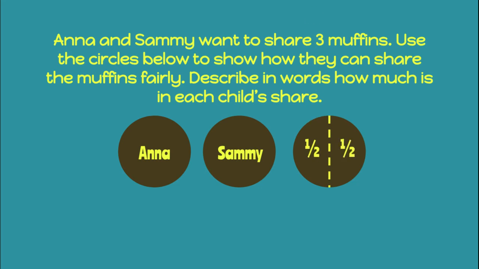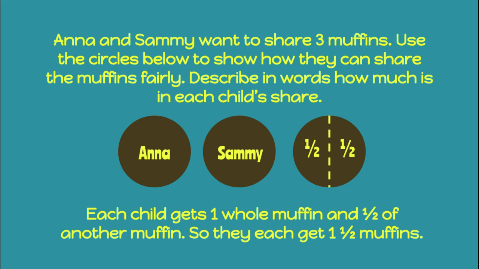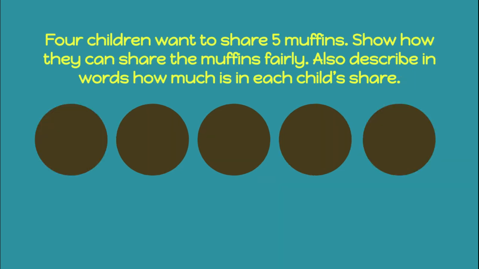Now, if I was going to describe in words how much each child got, I would say each child gets 1 whole muffin and 1/2 of another muffin. So they each get 1 and 1/2 muffins. That's that mixed number that we talked about earlier. 1 whole and a part of another.